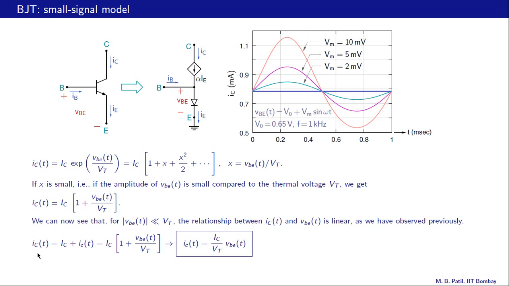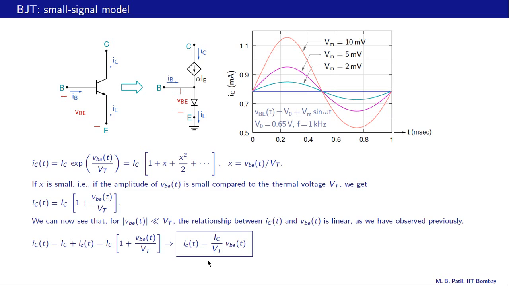Let us now write the total instantaneous collector current as the sum of the DC collector current and the signal collector current. So this is our left hand side here, this is the right hand side. The DC collector current cancels out and we get ic of t, the signal collector current, equal to IC by Vt, where this IC is the DC or bias collector current, times the signal base emitter voltage as a function of time.